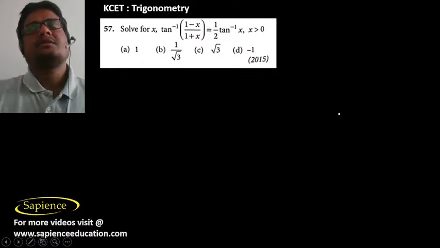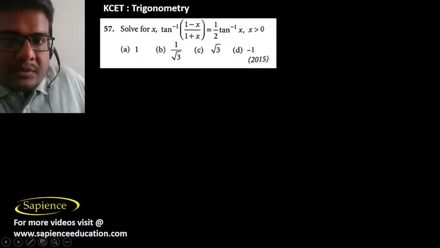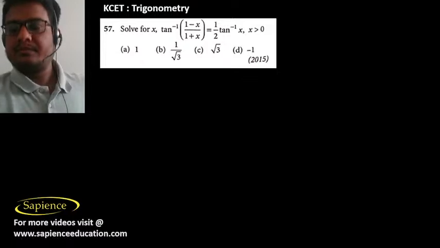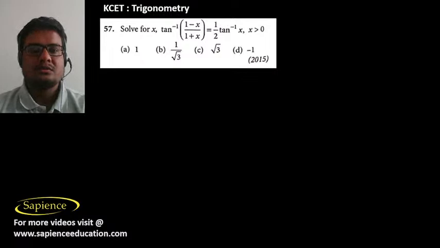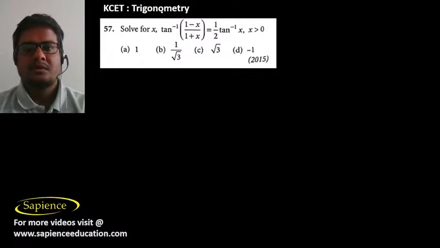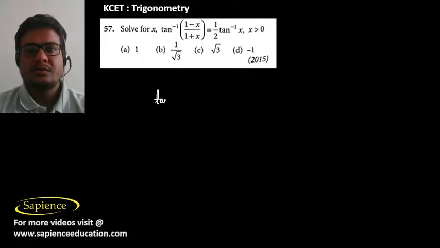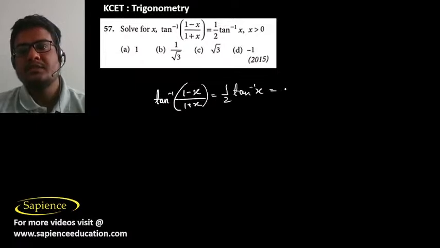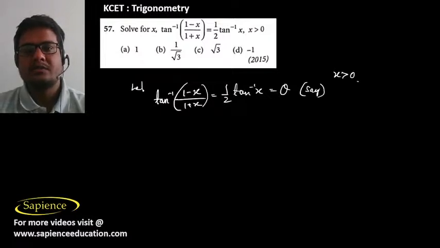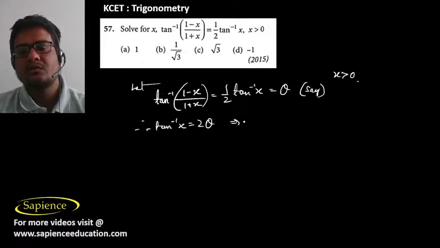Then here it is told solve for x. So it is told tan inverse of 1 minus x by 1 plus x is equal to half tan inverse x. Let's say that is equal to theta. Suppose say x is greater than 0. So therefore tan inverse x is equal to 2 theta. So therefore x will be equal to tan 2 theta.